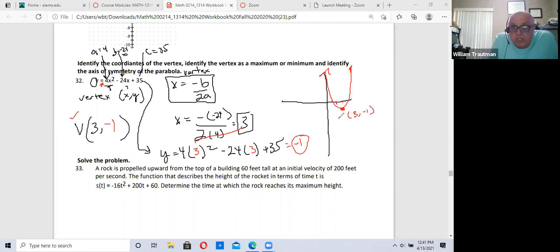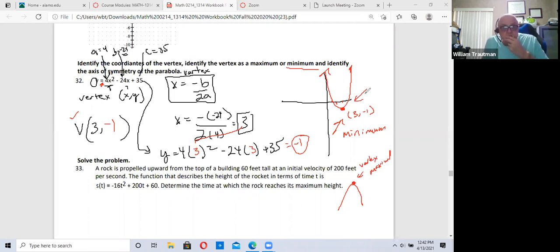And if you look, the vertex is at the lowest spot. So it says, is it a minimum or a maximum? The vertex is a minimum. It's the lowest spot. If your parabola looked like this, then the vertex is a maximum. It's the highest spot. But our vertex is down here. It's at a minimum. It's the lowest spot. It's called a minimum.